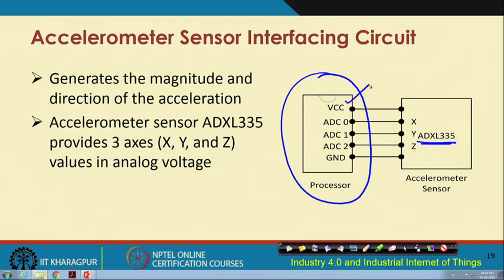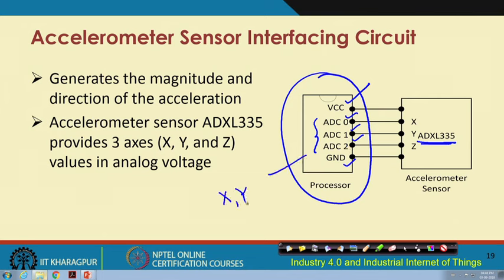The first pin corresponds to the VCC, the maximum voltage of operation. Then you have the ADCs, ADC 0, 1, 2, and the ground, and these are the ones responsible for actually carrying the data. And why do we have 3 ADCs over here? Because accelerometer data come as x, y and z coordinate values, and these analog voltages have to be captured in the processor through these different ports 0, 1 and 2.